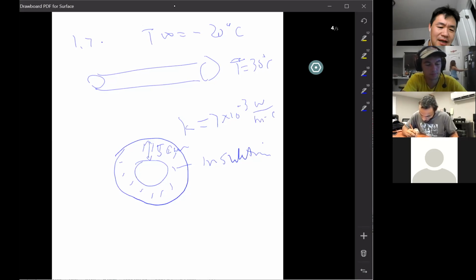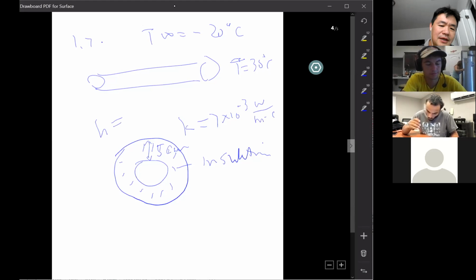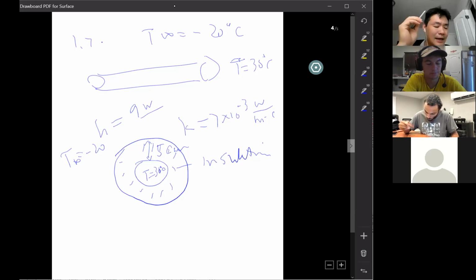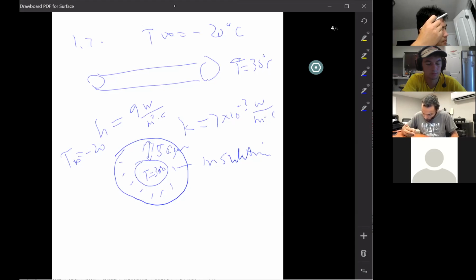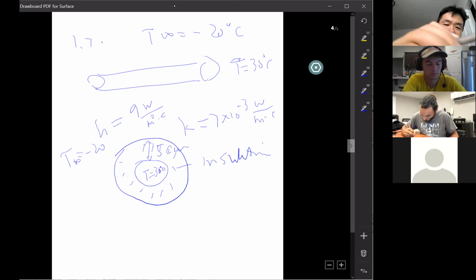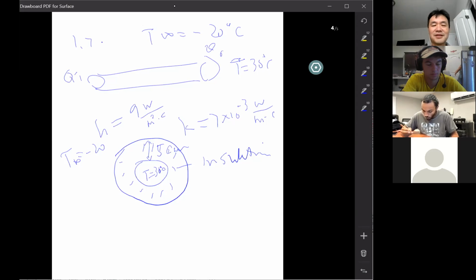The convection heat transfer coefficient on the outside: the outside temperature is negative 20, the inside is 30 degrees, and the h is 9 watt per meter square C. Estimate the energy loss from the pipe per meter length. So that's the energy Q in, Q out. What is the loss of energy, delta Q?